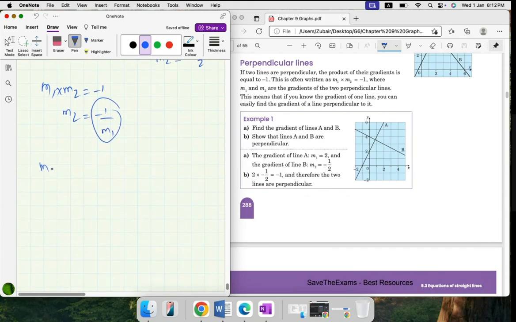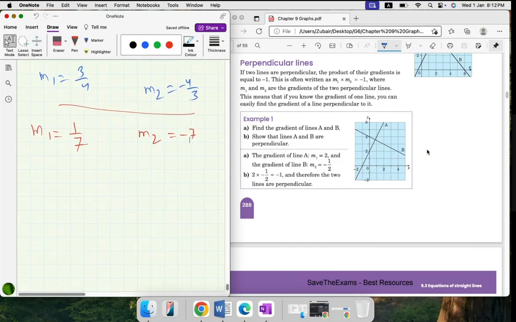For example, M1 is equal to 3 by 4. So we can say M2 is equal to -4 by 3. And we are talking about perpendicular lines. If the gradient is equal to 1 over 7, the second gradient would be -7. Negative and reciprocal.